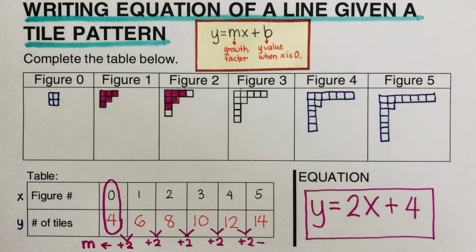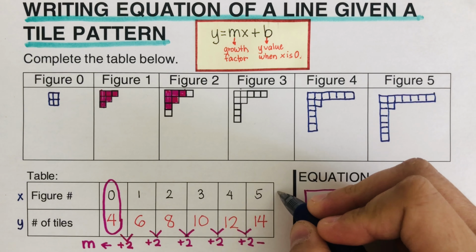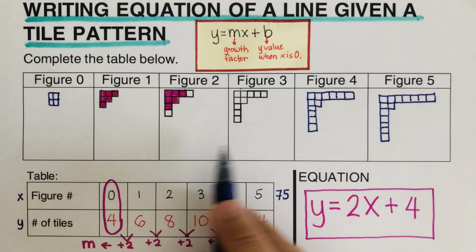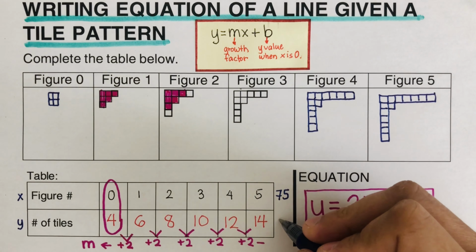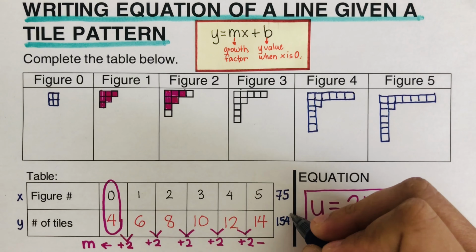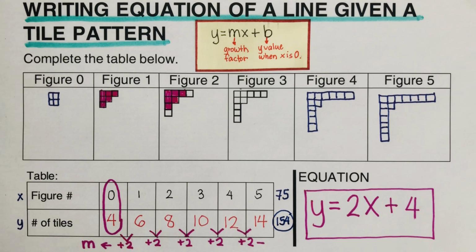So if we want to determine figure number 75, that's going to be a lot of work to draw figure 75 here. That's going to be a lot of tiles that we draw. But this would help us figure out how many tiles there are for figure 75. All we need to do is plug in, since we know that the x is represented by the figure number, and that is 75 there. So we put in the 75 here. 2 times 75 is 150. 150 plus 4 is 154. So there's going to be 154 tiles for figure number 75. Again, we don't have to draw figure number 75. That's going to be a lot of work.